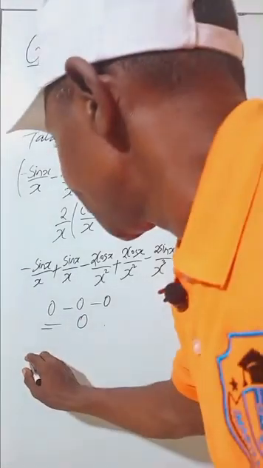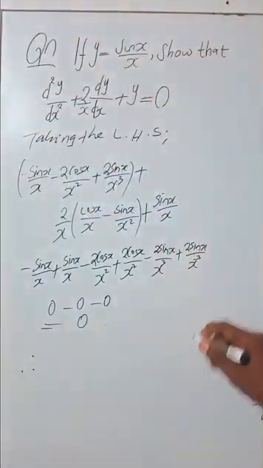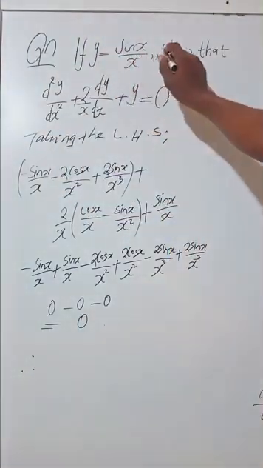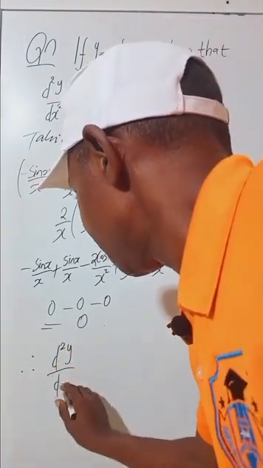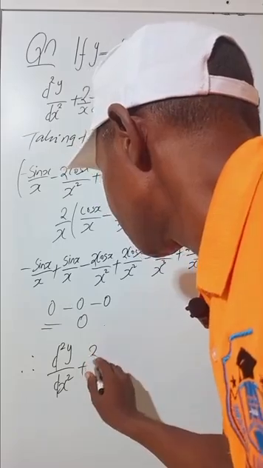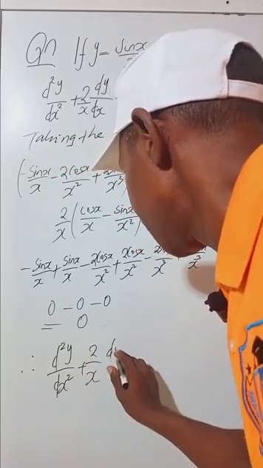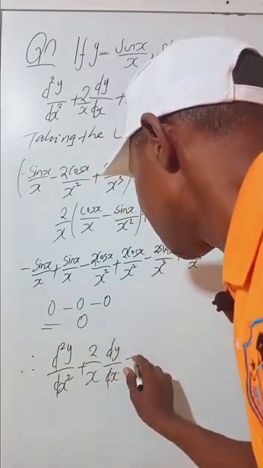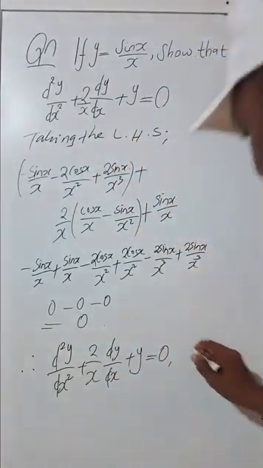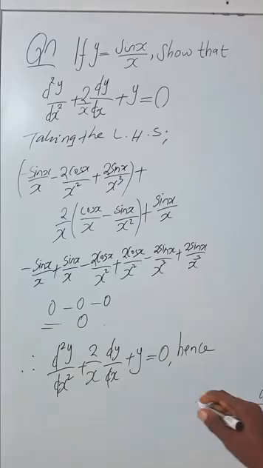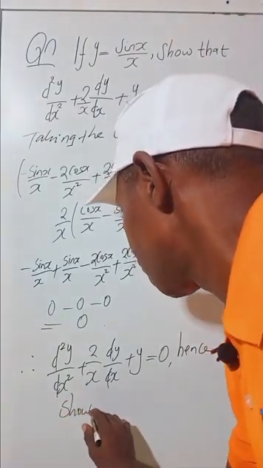So what's the conclusion? Therefore, if y equals this, then the second derivative plus twice over x dy dx, then plus y, gives us 0, hence shown.